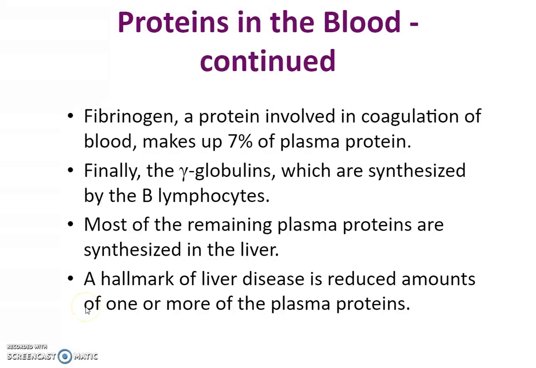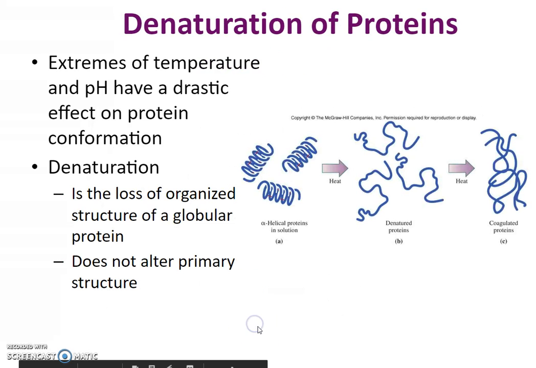A hallmark of liver disease is reduced amounts of one or more of the plasma proteins. So if they're trying to check your liver function, they will measure your plasma proteins. Whenever you are having your blood drawn and they are checking your liver function, like it'll say ALT or AST on the piece of paper, it's measuring how much of these proteins you have present.